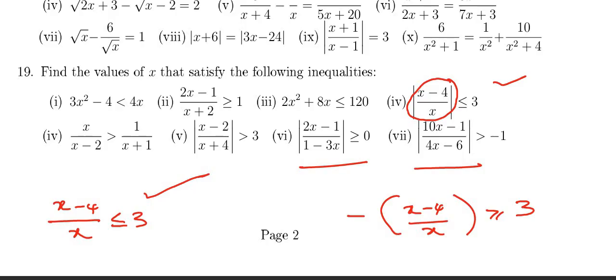Then for the second case, you're saying if this thing is negative, it will be greater than or equal to 3. Yes. So that's what we have. Then once you create this, you take the 3 on the other side. The same way we solved this one is how you solve this one. So let me just solve it for us here.